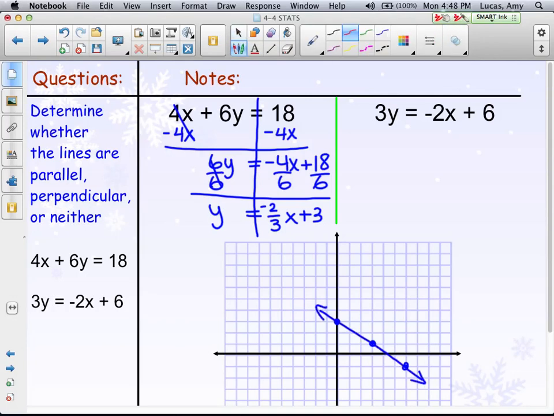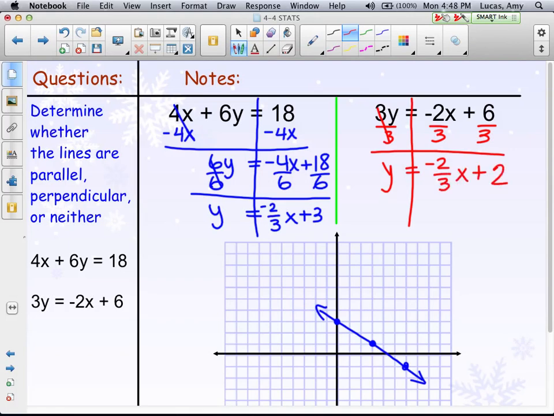My second one, there's only one thing I need to do on this one. I just need to divide everything by 3 to get the y all by itself. So this line has a slope of negative 2/3, and the intercept reduces to 2. So I start out at 2, down 2 over 3, down 2 over 3. So you can probably already tell that these lines are parallel. Parallel slopes stay the same. These slopes are exactly the same. So these lines are parallel.